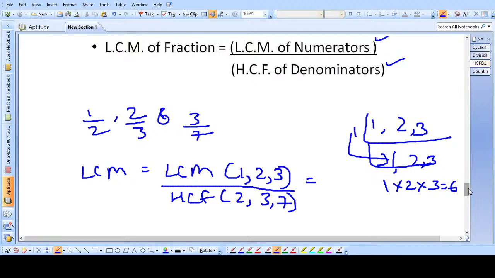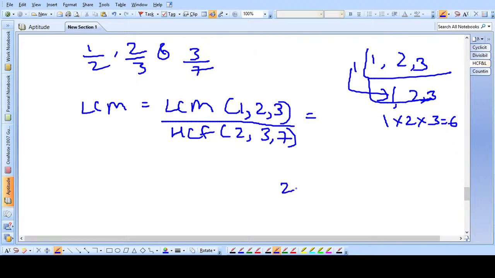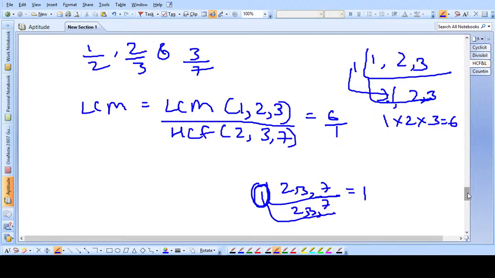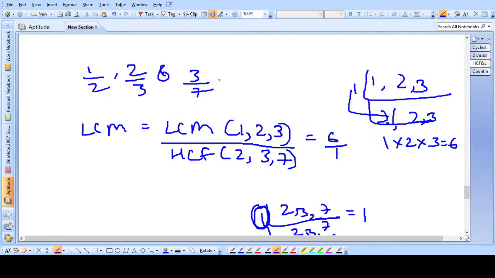And what is the HCF of 2, 3 and 7? The same, no number can divide them all. And what do we take in the HCF? Only the things in the ladder, not below. So there is no number except 1. So what is the LCM? It is 6. Very nice. So what is the LCM of these fractions?